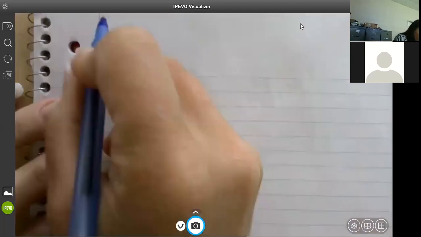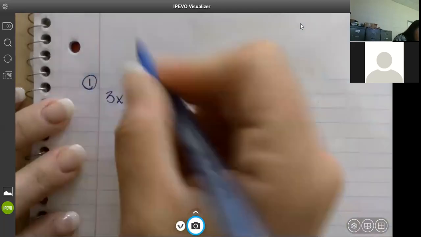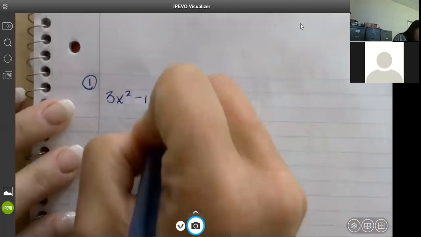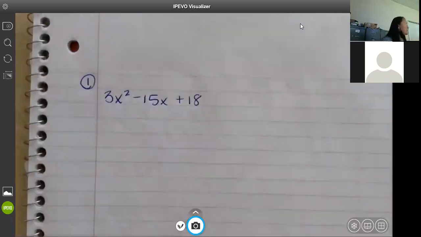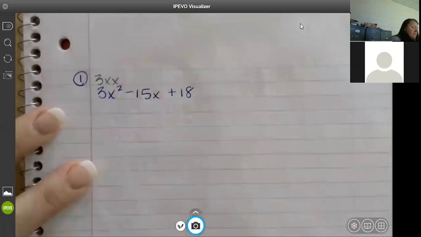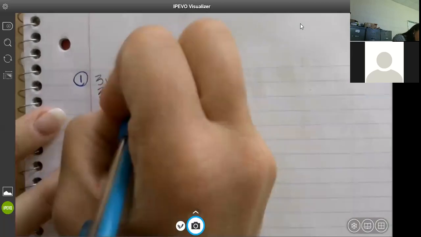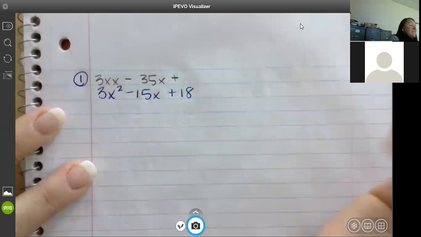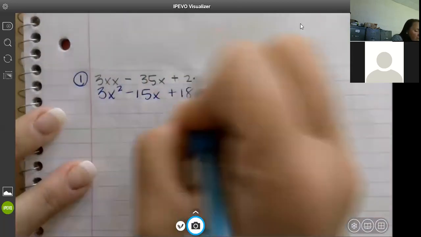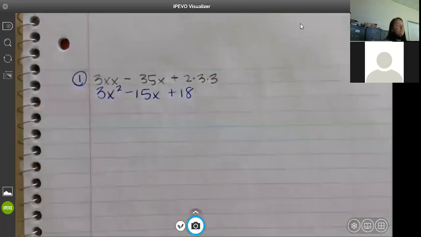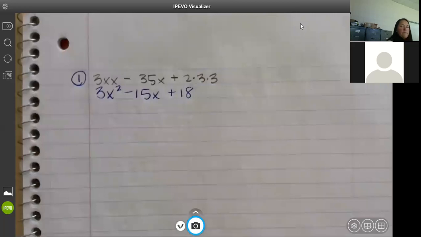And we have 3x squared minus 15x plus 18. And I'm going to tell you already, they all have GCFs, every one of them. So we're going to break down 3x squared, which is 3x and x. We're going to break down 15, which is 3 and 5 and x. 18 is 9 times 2. 9 is 3 and 3. Right? What do they all have in common? You have 3. A 3.